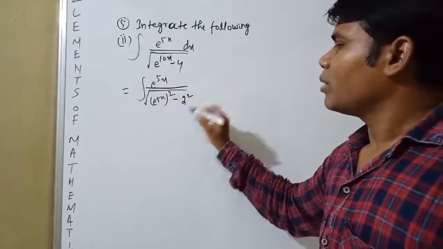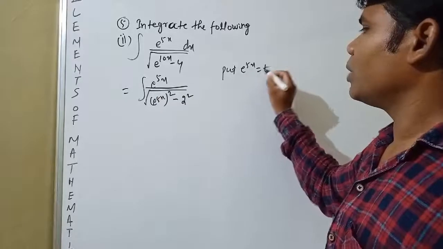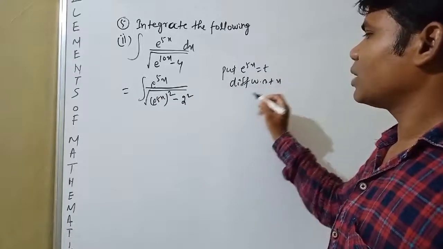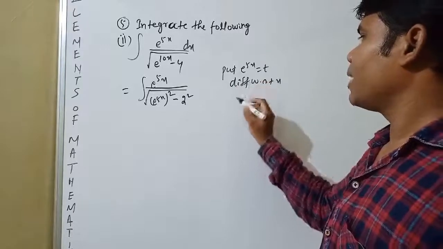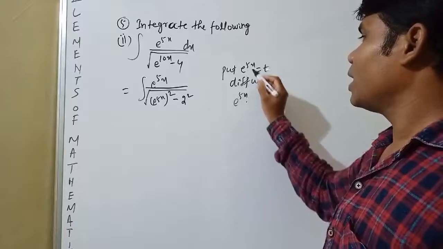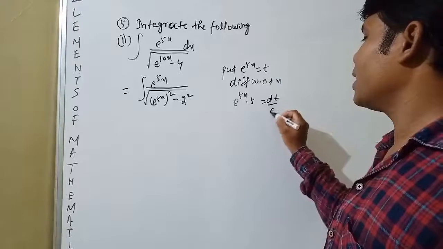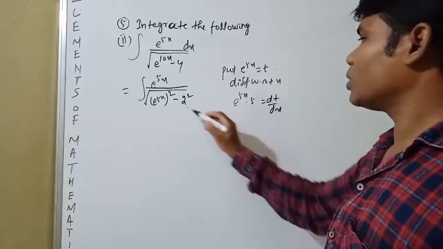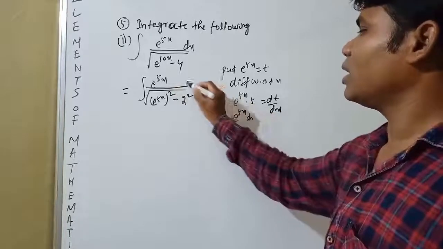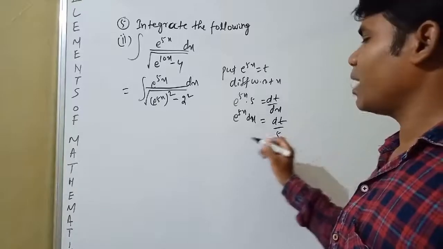Okay, now put e to the power 5x is equal to t. Differentiate with respect to x. Okay, derivative of e to the power 5x, that is e to the power 5x, again derivative of 5x, that is 5, is equal to dt by dx. Okay, we need how much? e to the power 5x dx. We need here dx, write down dx is equal to dt by 5.